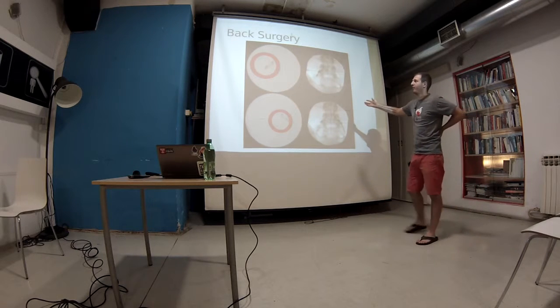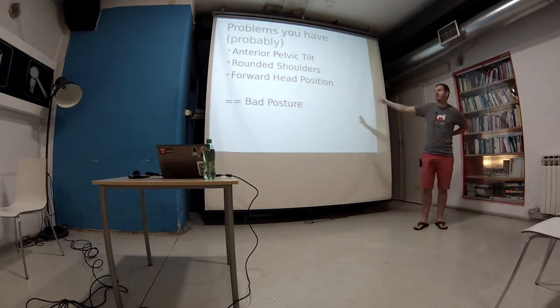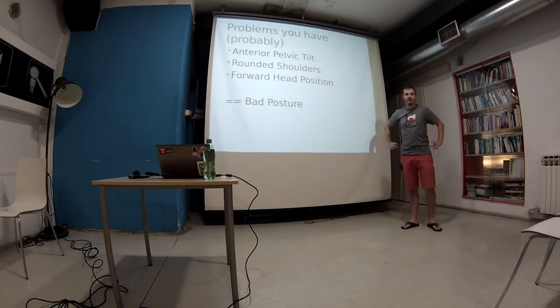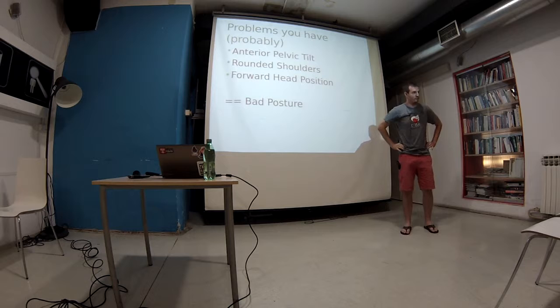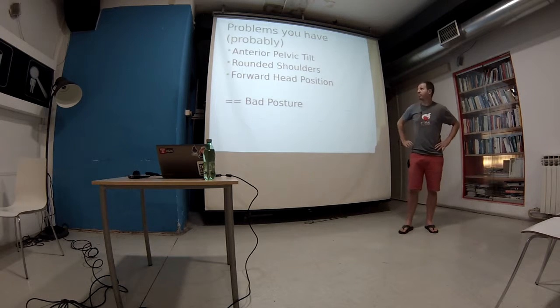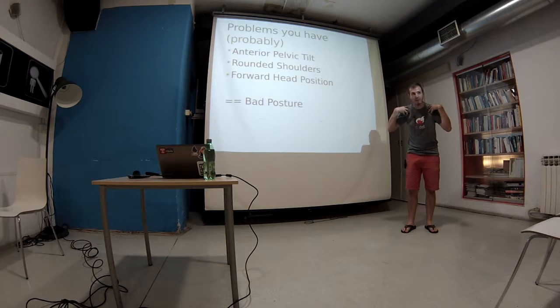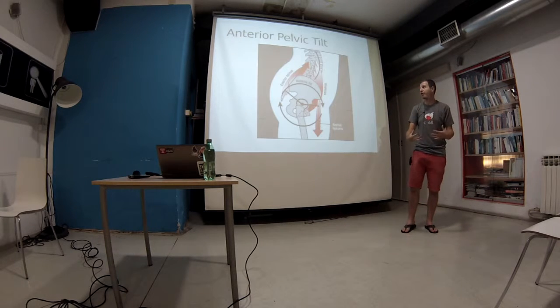So my talk today is going to be about why you as a programmer need to take care of your back. These are problems you probably have. Anterior pelvic tilt, which is where your pelvis is tilted forward. It's actually pretty normal, but it can be extensive. Rounded shoulders and a forward head position. All this is from working at a desk all day long.